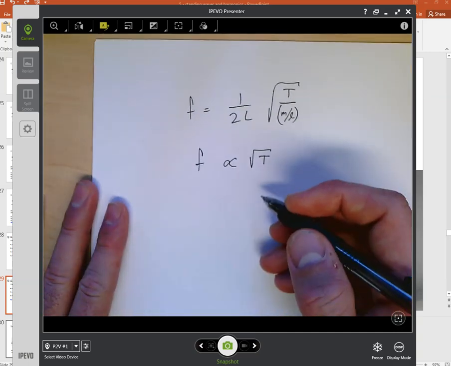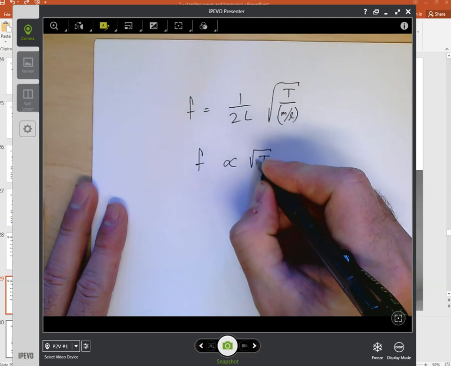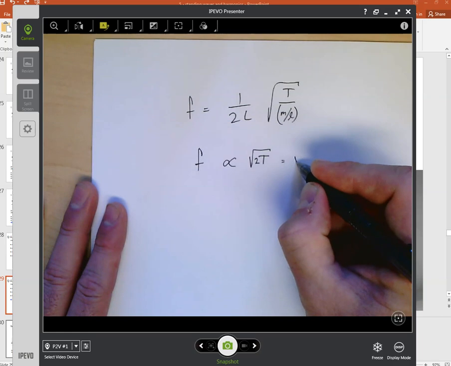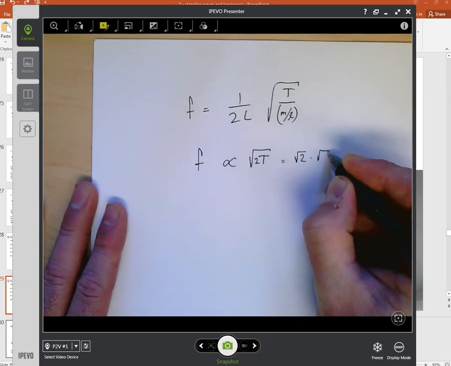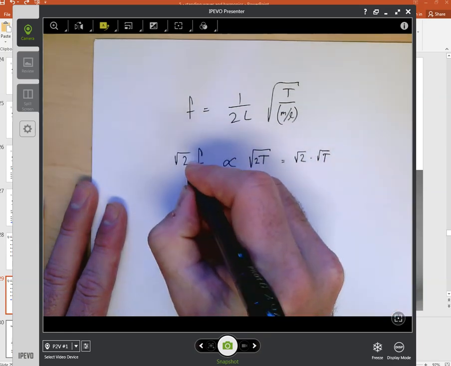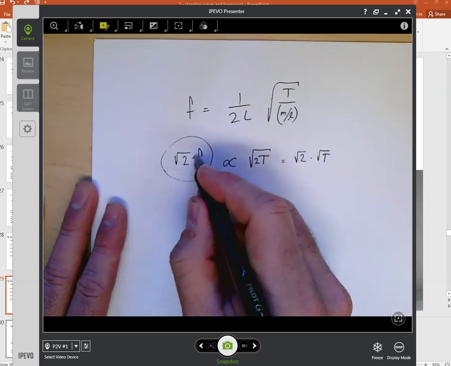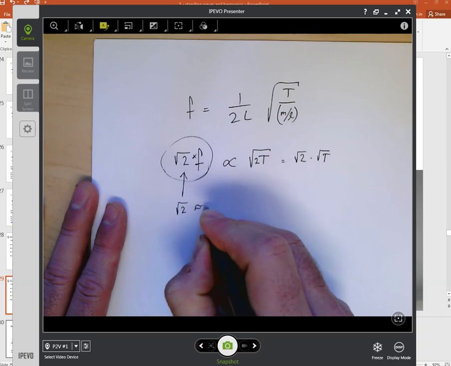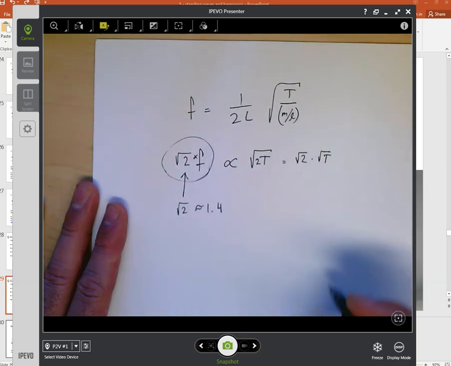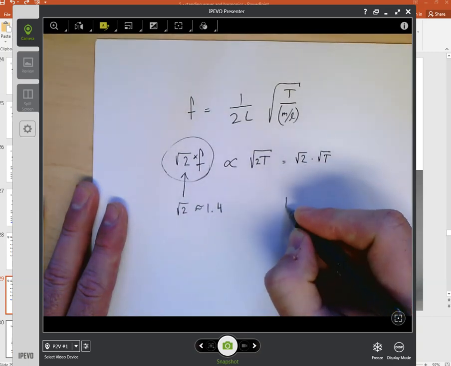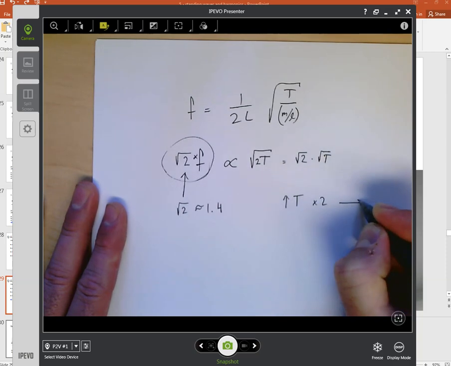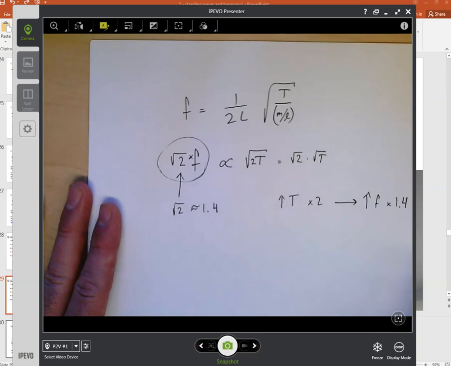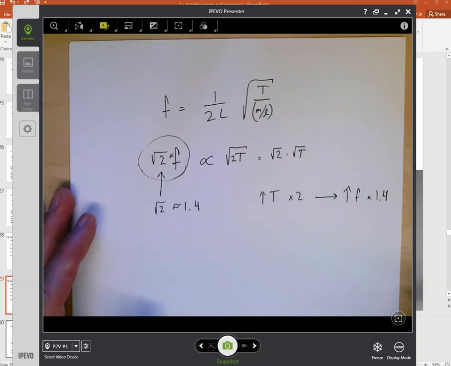And so here you can look at this and say, well, if I were to put a 2 into here, that wouldn't be quite legal mathematically, but that would be square root of 2 times the square root of T. So I'd have to put in a square root of 2 on the other side. So I would actually multiply the original frequency by a factor of square root of 2. And as mentioned, square root of 2 is approximately equal to 1.4. Good. So in other words, increasing the tension by a factor of 2 means increasing the frequency by a factor of 1.4. So it increases it, but not by a factor of 2.